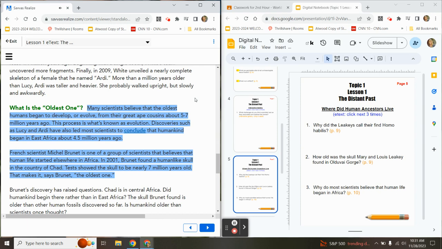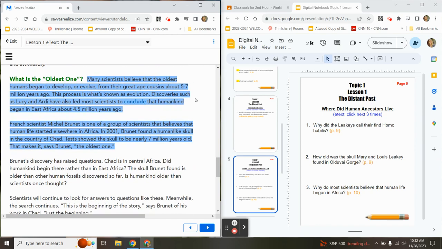French scientist Michael Brunet is one of a group of scientists that believes that human life started elsewhere in Africa. In 2001, Brunet found a human-like skull in the country of Chad. Tests showed the skull to be nearly 7 million years old. That makes it, says Brunet, the oldest one.